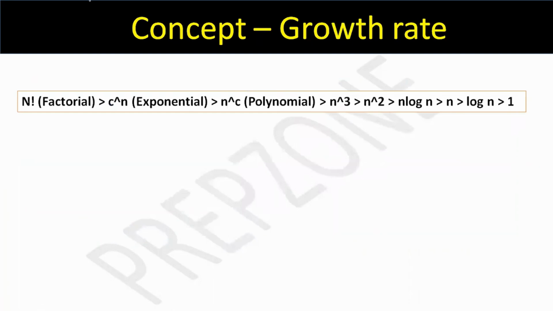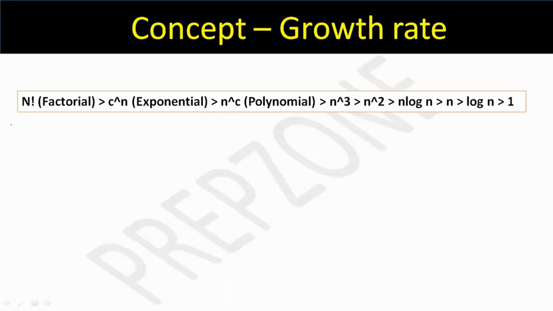Next concept is about growth rate. Its application we will slightly cover. Growth rate means which one will increase faster, right? Growth rate is basically delta y by delta x, the slope. So which graph is actually going to increase at a faster pace? Its application is very important for questions where there is a lot of silly mistakes. So for now, everyone note it down in your notebook.